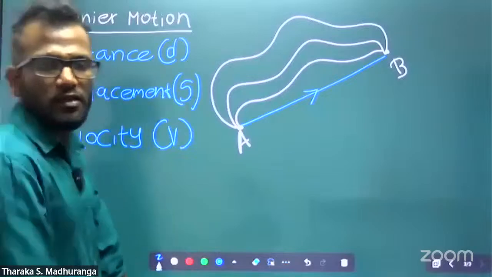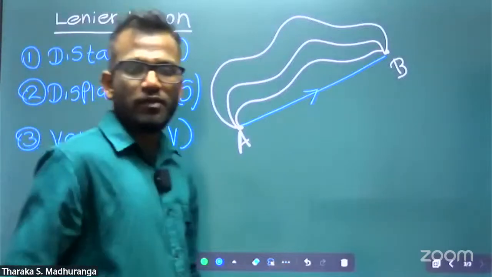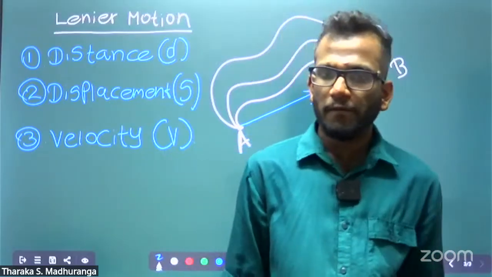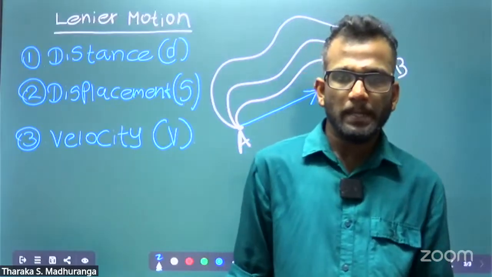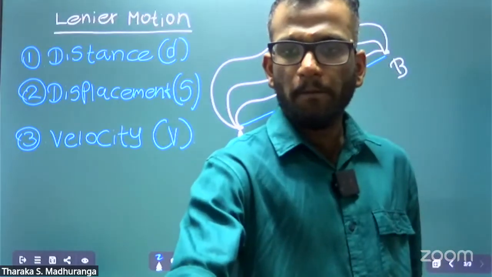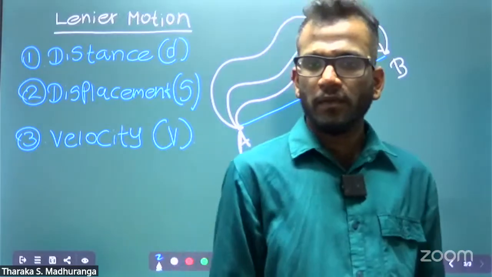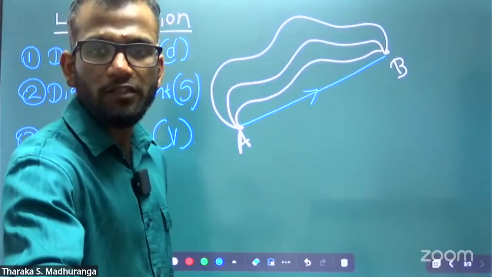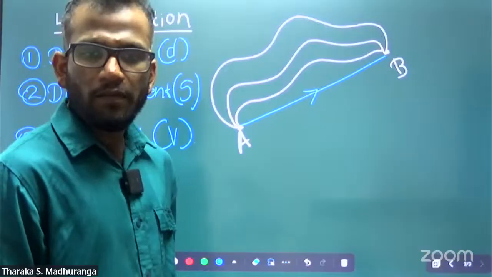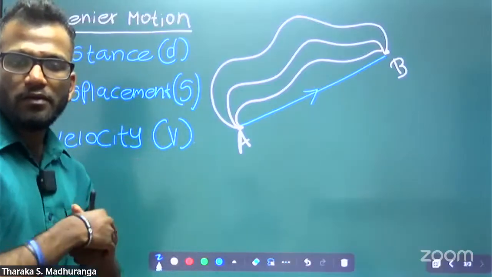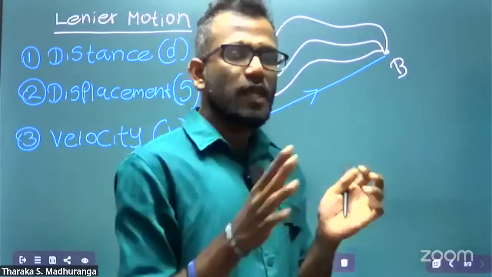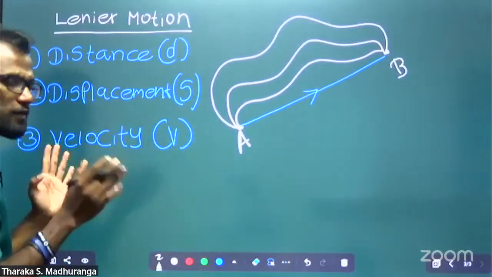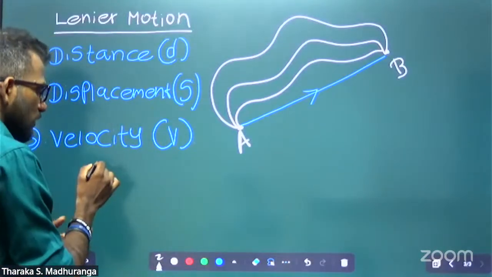Okay, now I need to get the velocity. What's the meaning of the velocity? Very good. The rate of change of displacement. The rate of change of displacement we call velocity. Then we can understand these basic things. I think you have an idea.